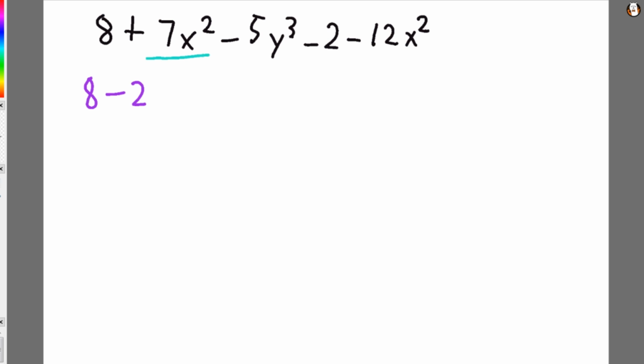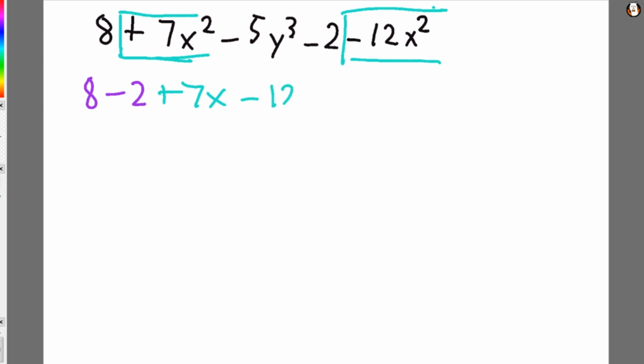And now we have a 7x to the second power. And over here we have a negative 12x to the second power. So just going to rewrite that with the operation there, negative 12x squared. All right, and now I'm just gonna do yellow, dark yellow. We've got negative 5y cubed. So that's just going to go on the end because it obviously cannot combine with anything else.